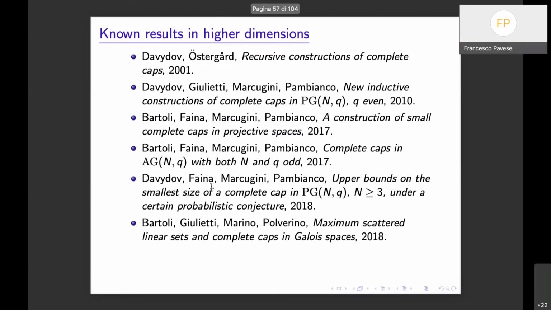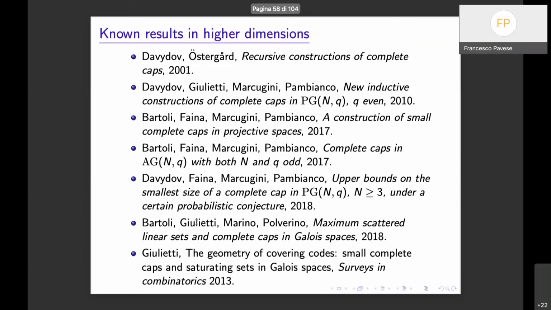And very recently, Bartoli, Giulietti, Marino, and Polverino, by using the theory of linear sets, solved the problem in the case when the ambient projective space has even dimension and the field has an even square number of elements. For other techniques, we refer to the very nice survey written by Giulietti in 2013.